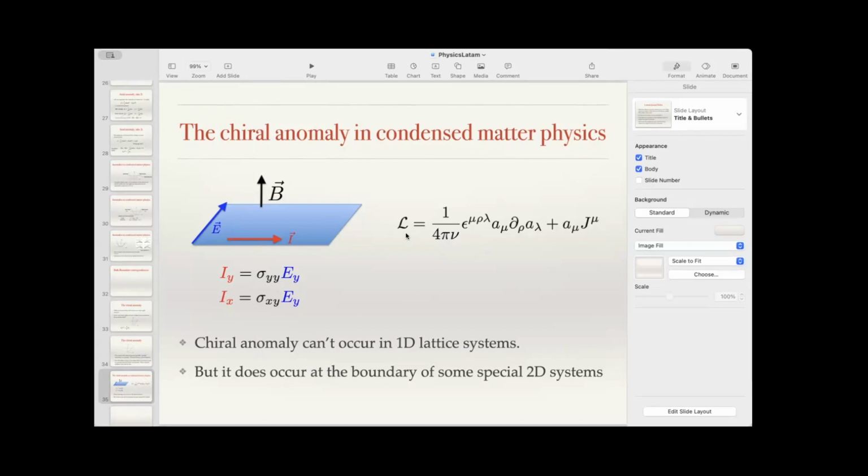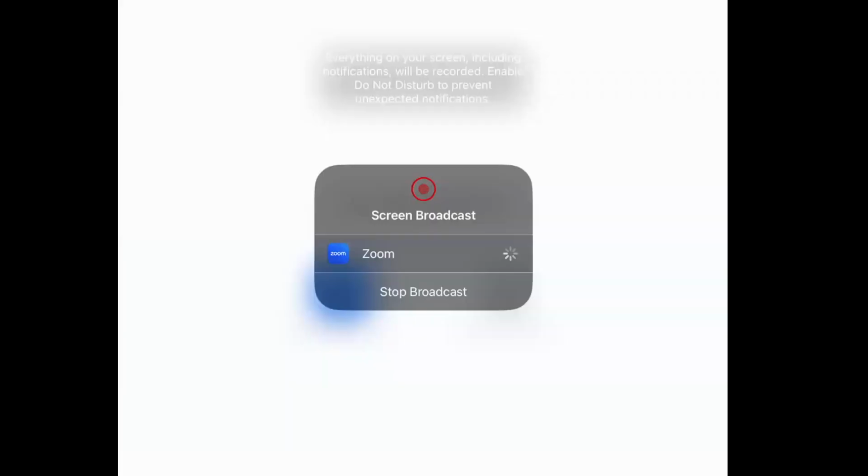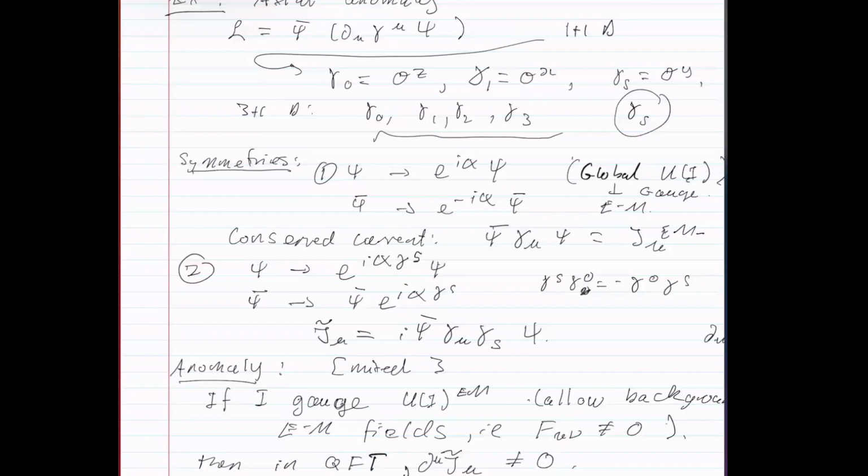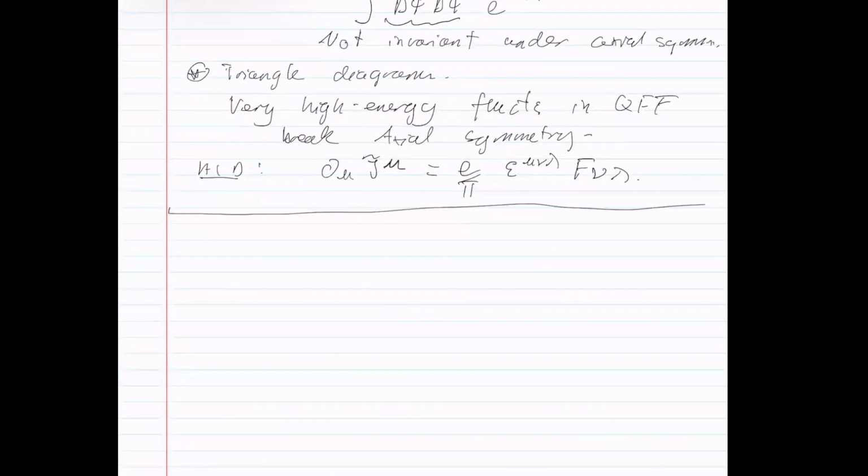Now I want to explain to you a little bit about how this works. Again, I'm going to switch to my iPad. Okay. The second thing that I want to write down here is the following: the chiral anomaly and the fractional quantum Hall effect.